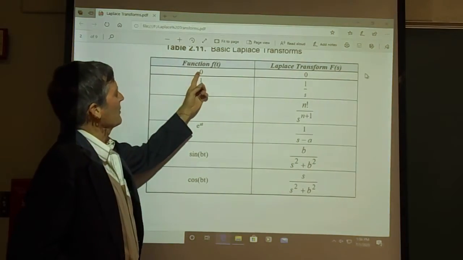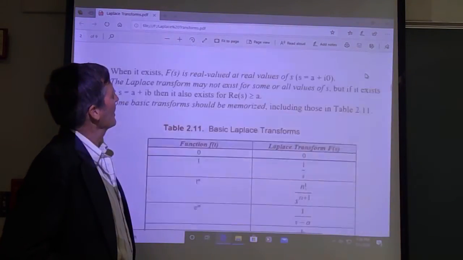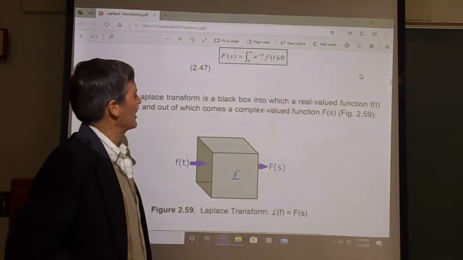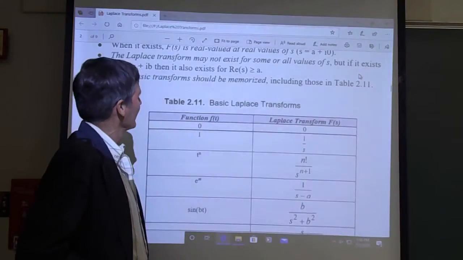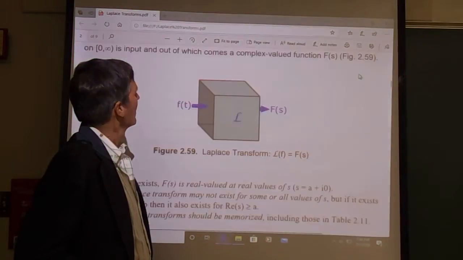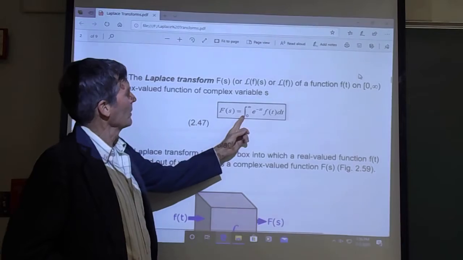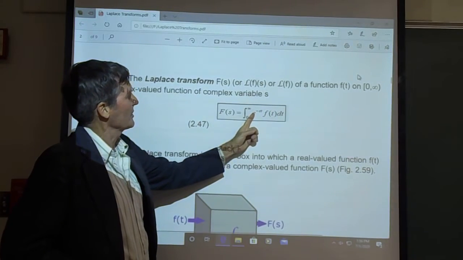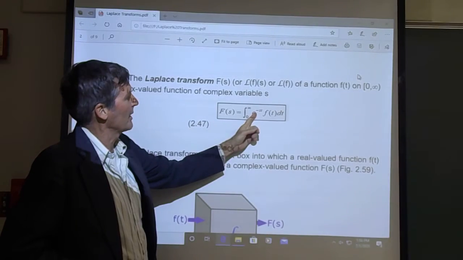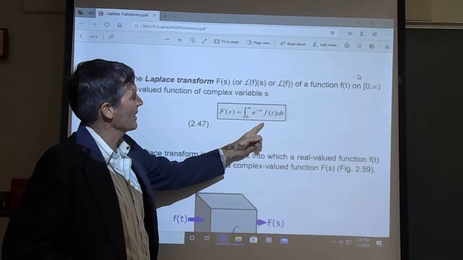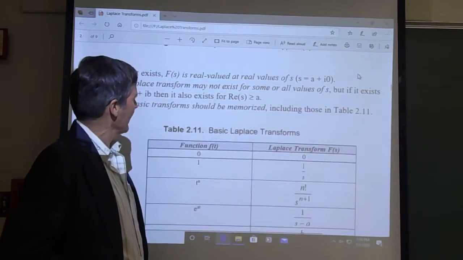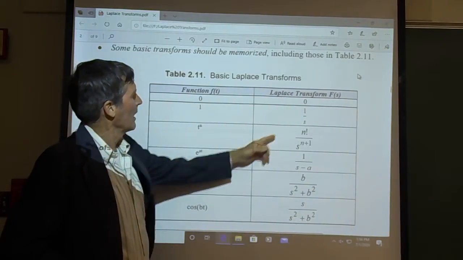If you put 0 into the black box, what happens? Well, you integrate 0, you get out 0. So the Laplace transform of 0 is 0. Here's another one. Suppose I put 1 into the black box. Integral of 1 times e to the minus st. Well, let's see. Integral of e to the minus st is e to the minus st over minus s. I plug in infinity and I plug in 0 and I take the difference. And I just get back 1 over s.